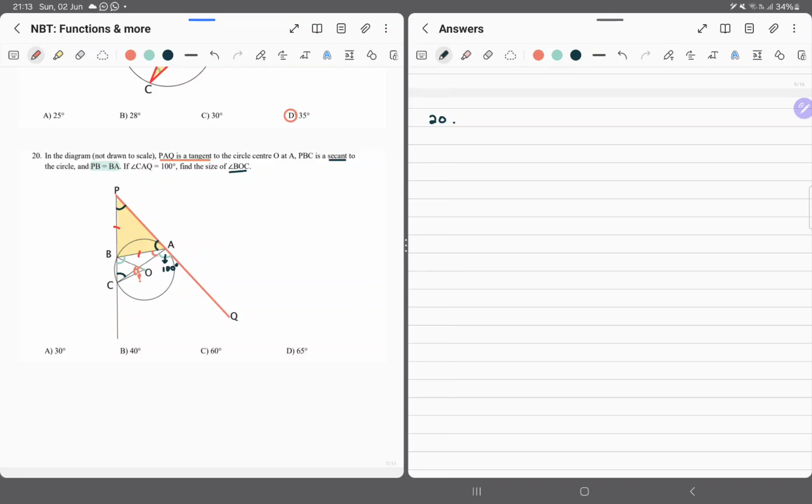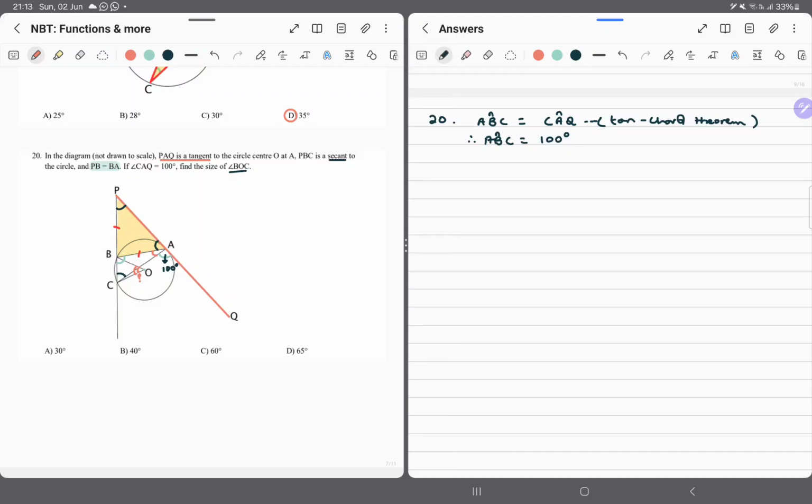So let's see. Let's start by defining this angle ABC. Using our tan chord theorem, we know that angle ABC is going to be equal to angle CAQ. This is the tan chord theorem. Okay, great. So therefore, our angle ABC is equal to 100 degrees.